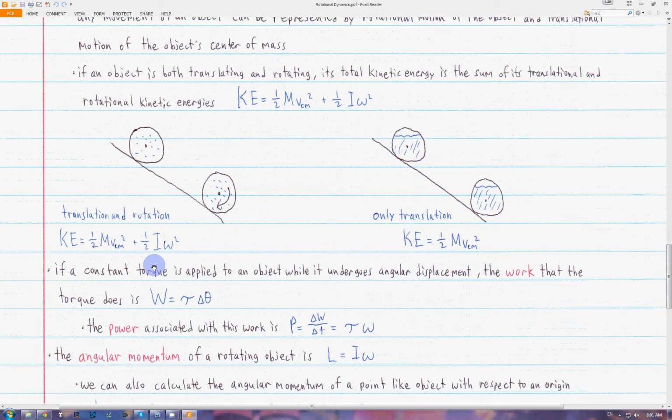If we have a constant torque that is applied to a rotating object while that object undergoes an angular displacement, that torque does work on the object, and the work is just the torque times the angular displacement, just like how work normally is force times distance. And the power associated with this work is just the change in work over the change in time, or equivalently the torque times the angular velocity, just like how power can be represented as force times velocity for normal motion.